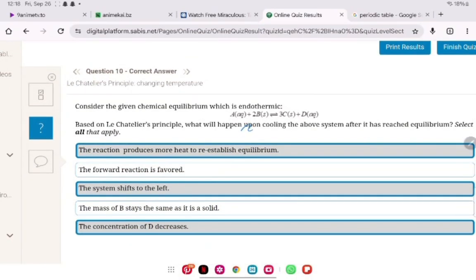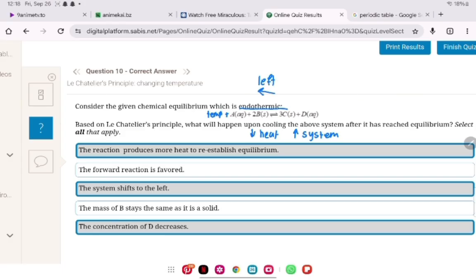They're asking what will happen upon cooling of the system after it has reached equilibrium. And they said that this reaction is endothermic. Since it's endo, heat is here on the reactant side. So they said what will happen upon cooling. You're removing heat. And when you're removing heat, what will the system do? It will try to increase the heat. So how will it increase the heat? By moving to the left.